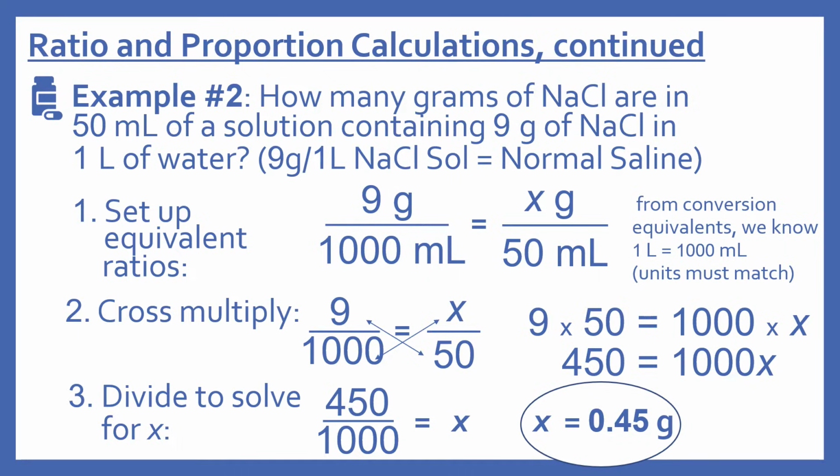So next we'll cross multiply. 9 times 50 equals 1,000 times X. We simplify that. That's 450 equals 1,000X. Now we'll divide to solve for X. So 450 divided by 1,000 gives us our answer, which is 0.45 grams.